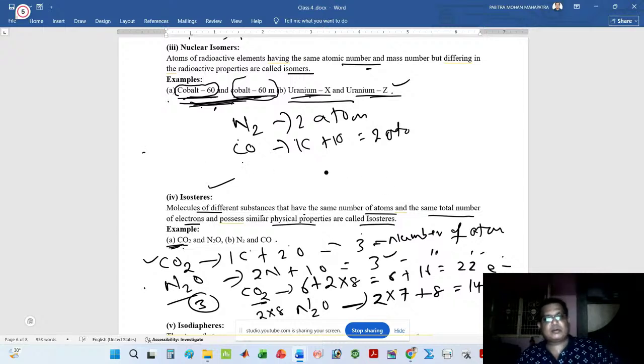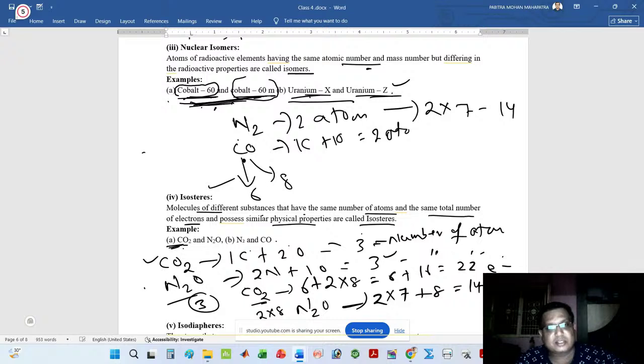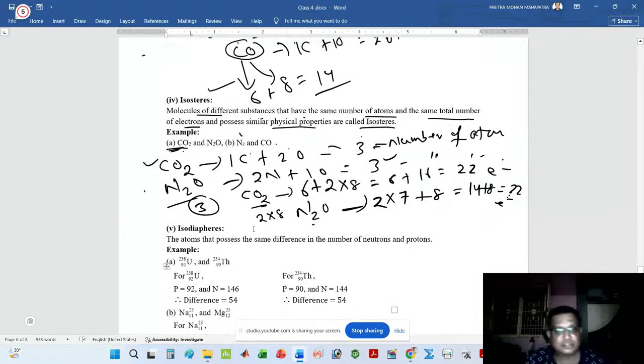Let me check the electrons. Here two nitrogen atoms are present. One nitrogen has 7 electrons because the atomic number of nitrogen is 7. So two nitrogen atoms have 2 into 7, that is 14 electrons. Carbon has 6 electrons, oxygen has 8 electrons in CO, carbon monoxide. Now the total electron count is 14. Look at that. Here the number of atoms is the same, and the number of electrons is also the same in both cases. So we can say that N2 and CO, carbon monoxide, are isosteres to each other.